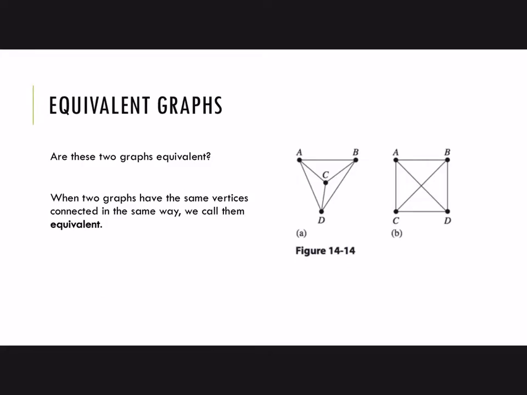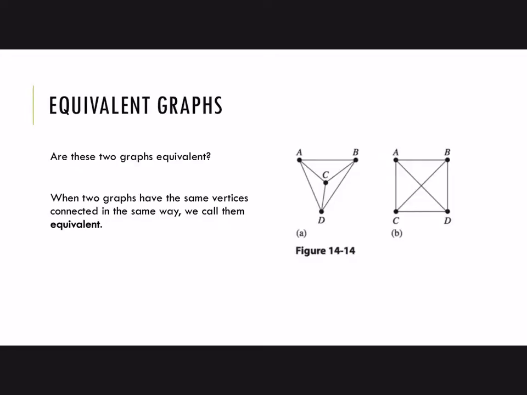Okay, equivalent graphs. Right, so we've already touched on this idea. You can draw two graphs that don't look quite the same, but they are technically still the same graph. Right, so we define equivalent graphs as graphs that have the same vertices connected in the same way. So if you see in this diagram, a quick glance shows us that the vertices are the same. Both graphs have A, B, C, and D. But then we need to check that all of the edges also match. That's what we mean by vertices connected in the same way.